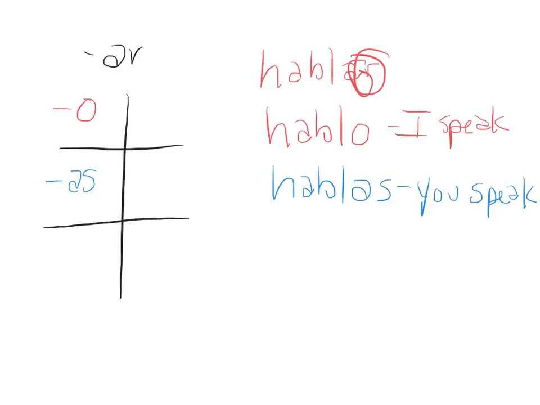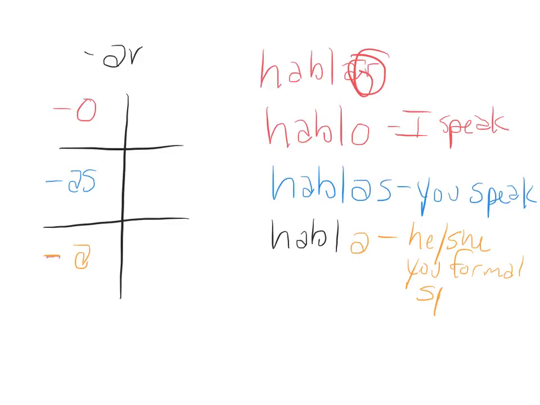So, continuing down, in the he, she, you box, we have the a ending, which corresponds with he, she, and you. So we have habla, which means he, she, or you formal speak. Now the way you would know which one you're talking about is you could put, for example, él in front. Él habla. Now I know that it is he speaks.